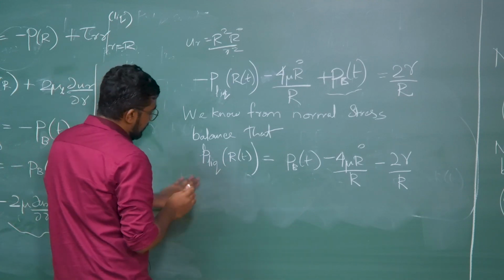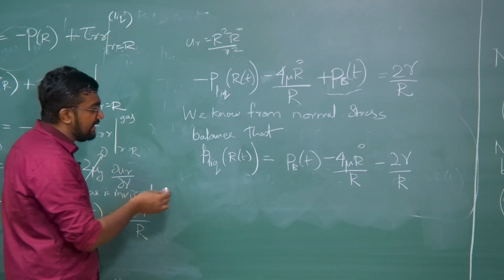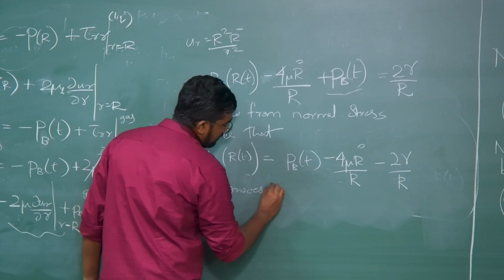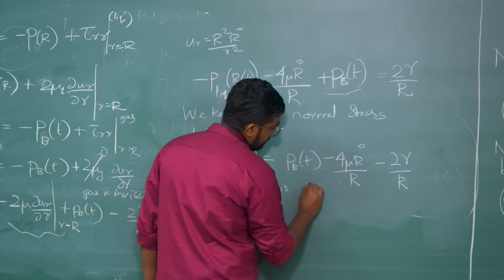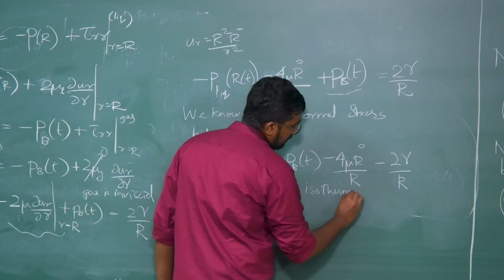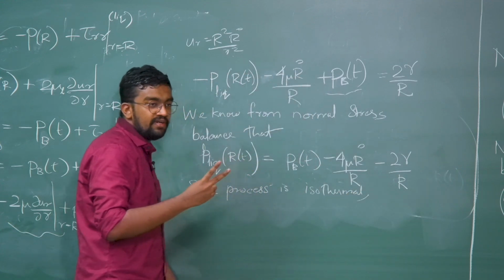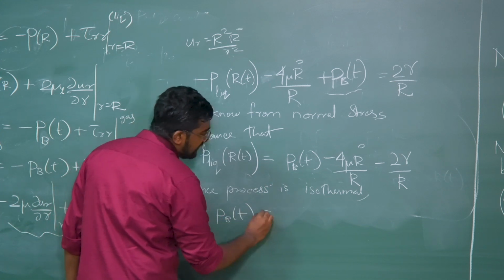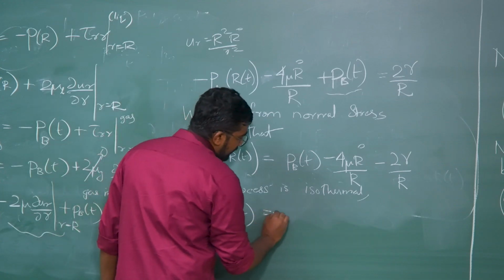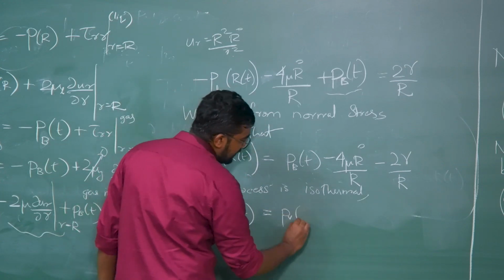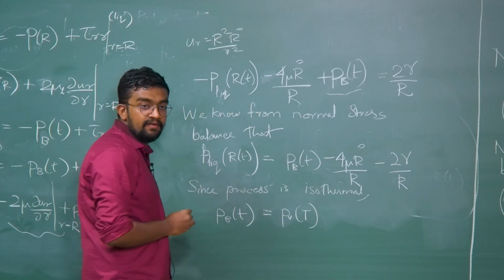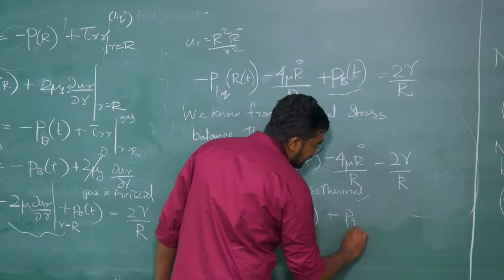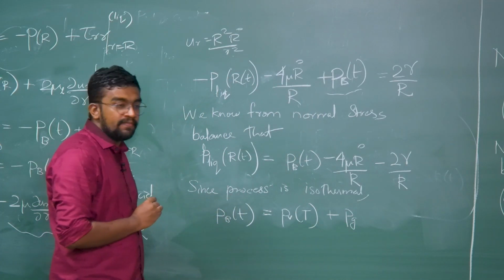Before this, since the process is isothermal, there will be two pressures inside the bubble. At any given time, the pressure inside the bubble can be given by the vapor pressure at that temperature, plus any undesirable gas that is present. So, we will call it Pg at any given time. Okay.